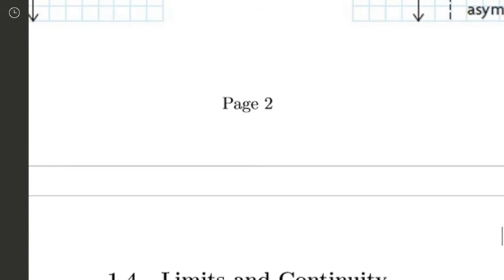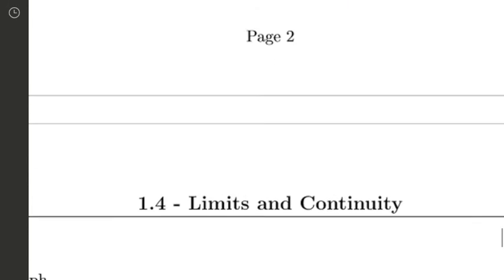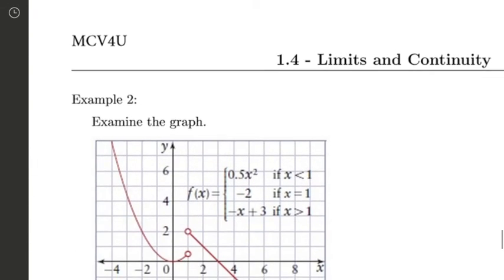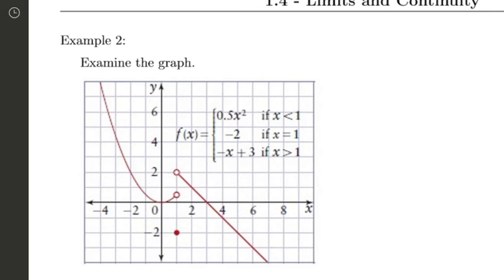So let's look at the next question. Examine the graph. Again, we have a piecewise function here, made out of 3 pieces. The first part is 0.5x squared, which we recognize as a parabola. Then -2, which is a single point here because it's defined only at x equals 1. The parabola is defined when x is to the left of 1. Then we have a linear function with a negative slope when x is greater than 1, on the right side of 1.